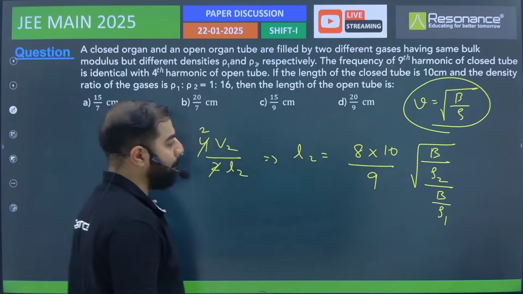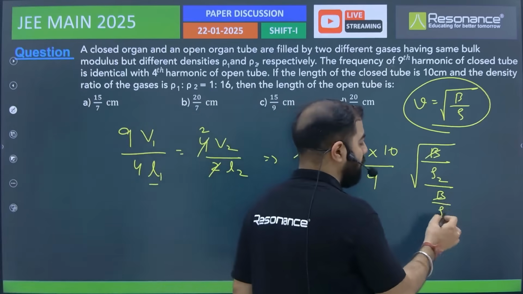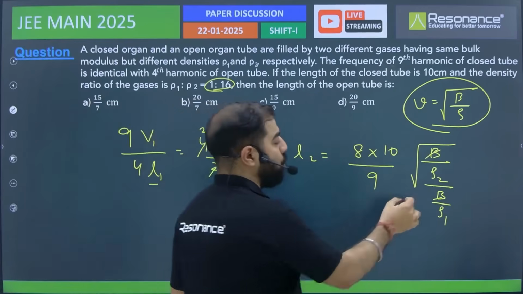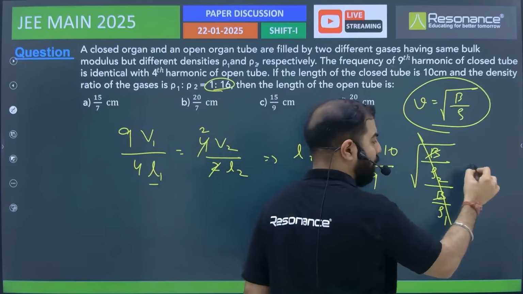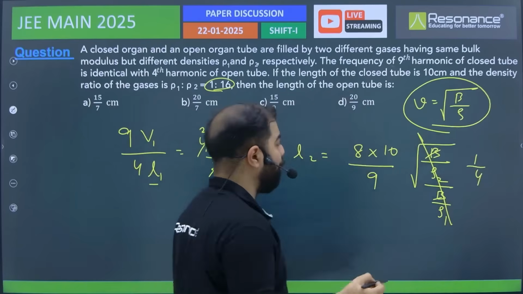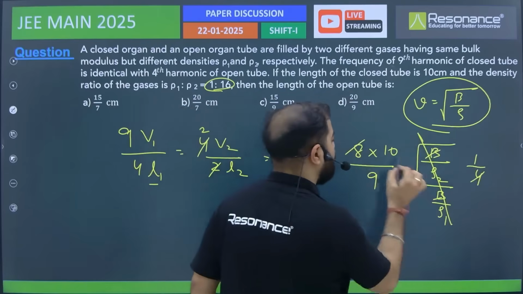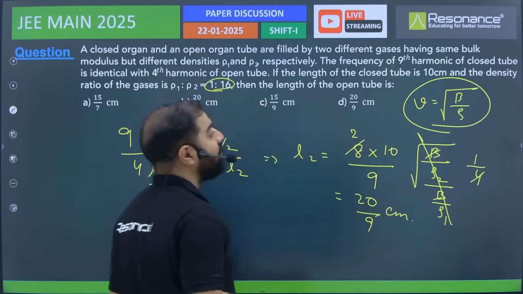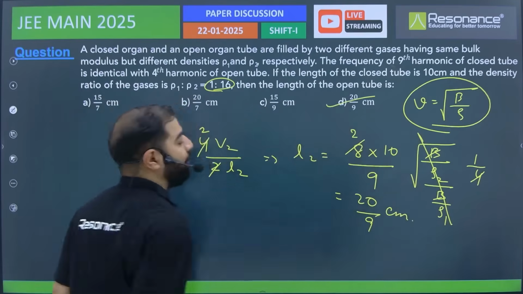Okay. So now this B cancels. Rho 1 by rho 2 is equal to 1 by 16. So rho 1 by rho 2 is 1 by 16. Out of this root, it will come out to be 1 by 4. This simplifies to 2 into 10, 20 by 9 centimeters. So that's option D.